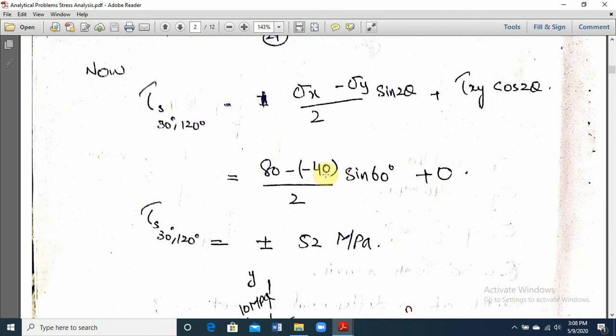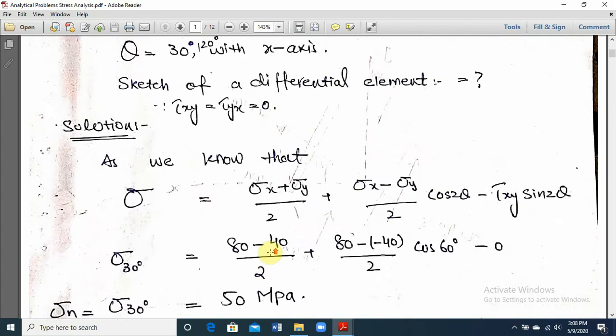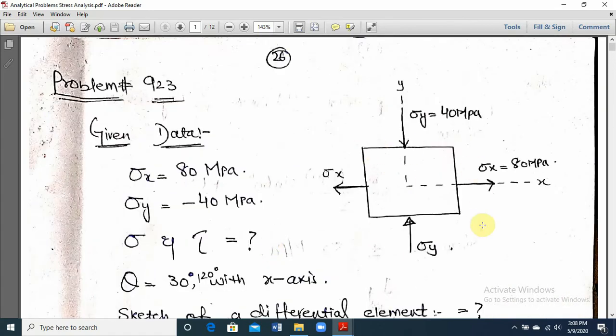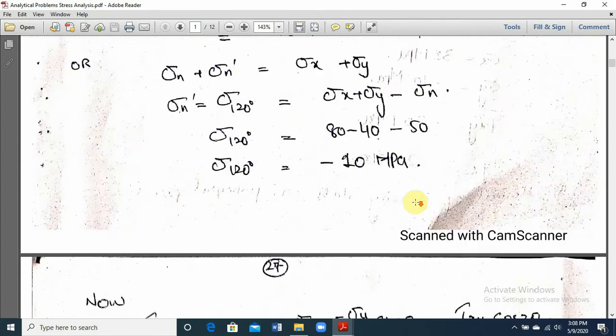As we know, shear stress on the perpendicular plane will be equal in magnitude but opposite in direction. So the value of shear stress at 30 degree will be plus 52 megapascal and shear stress value at 120 degree is minus 52 megapascal. Now we will draw the differential element. Initially this element was like this. If we rotate this element by an angle of 30 degree counterclockwise, this way, then you can find the value of sigma 30 and tau 30.